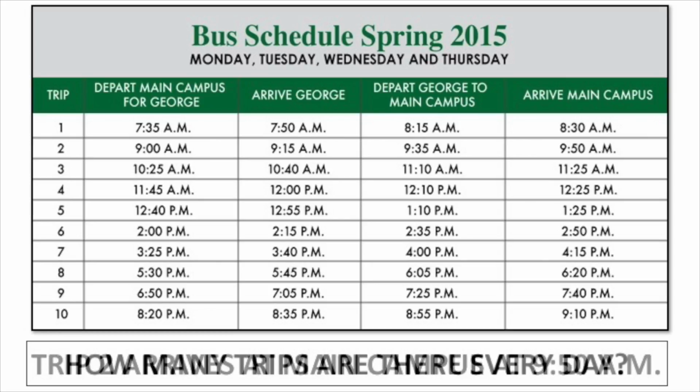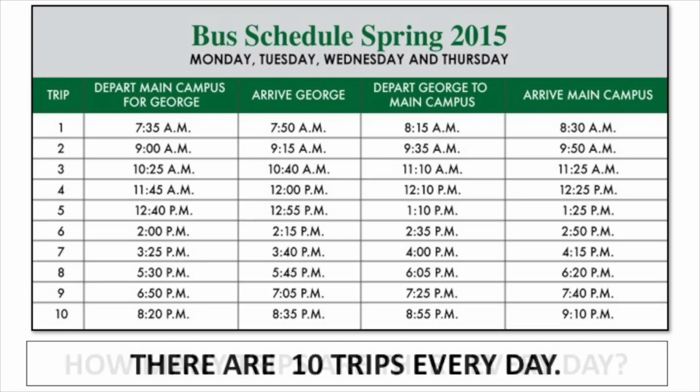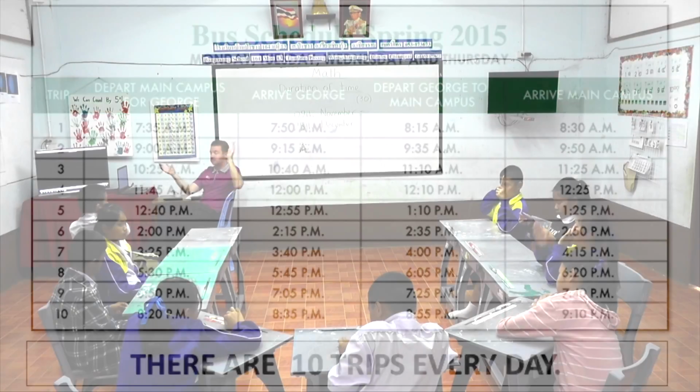And the last question, how many trips are there every day? How many trips can you see? 10. So you see, it's not just the information about times, it gives us other information too. By looking at trip and counting the number of trips in one day, we know how many there are. There are 10 trips every day. And that's how we read a schedule with a timetable. Any questions, guys? That was great. Well done.